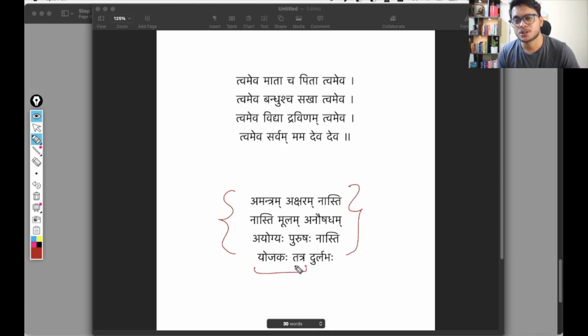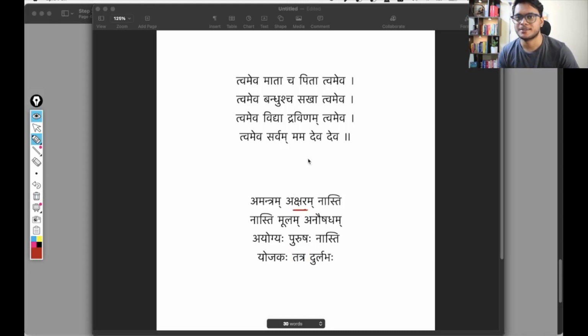I pronounced yojakastatra, don't worry about that. I have written it without sandhi. So in the text you will find it written as yojakastatra in a different way. I have just broken down all these words. Don't go deeper in that. Let's understand the meaning.